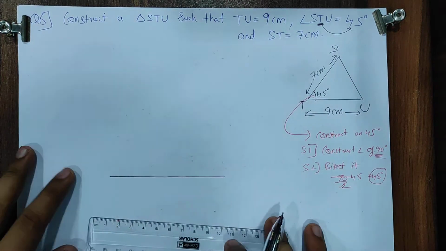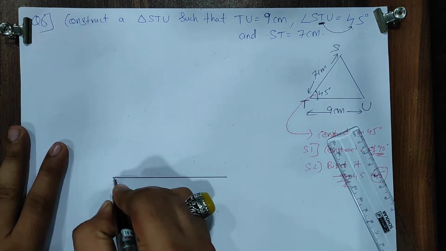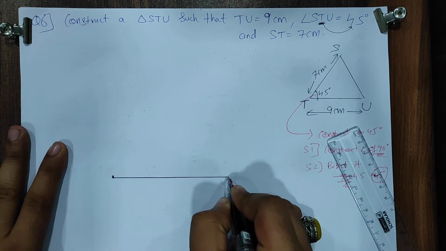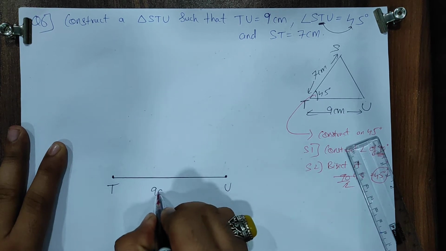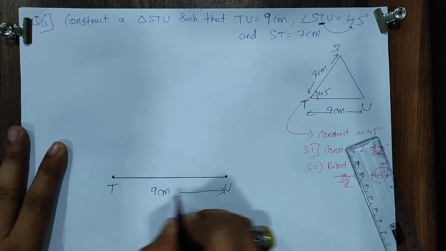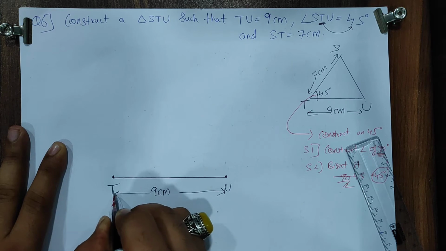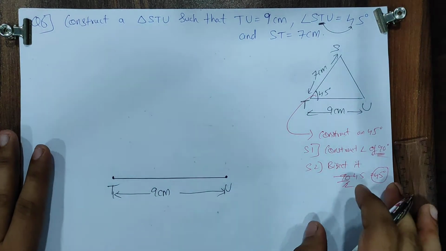Okay, this is my base of 9 centimeter. Let me darken this point. This is T and this is U. It's 9 centimeter. Write it on the spot, otherwise we forget to write the dimensions. And if you don't write the dimensions, we don't label it, your marks will be deducted.